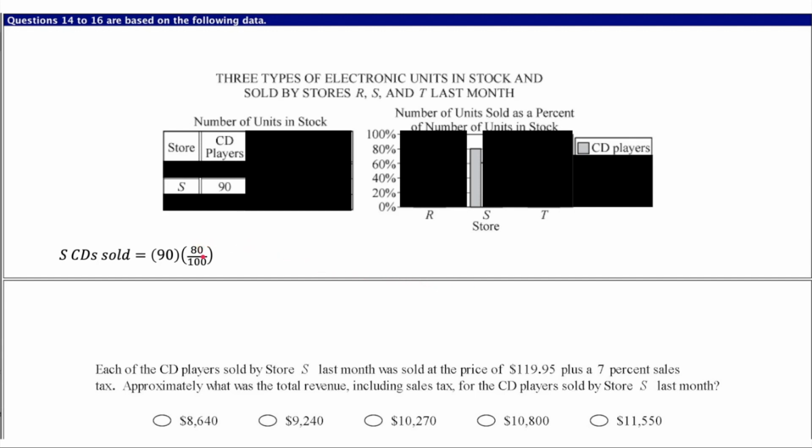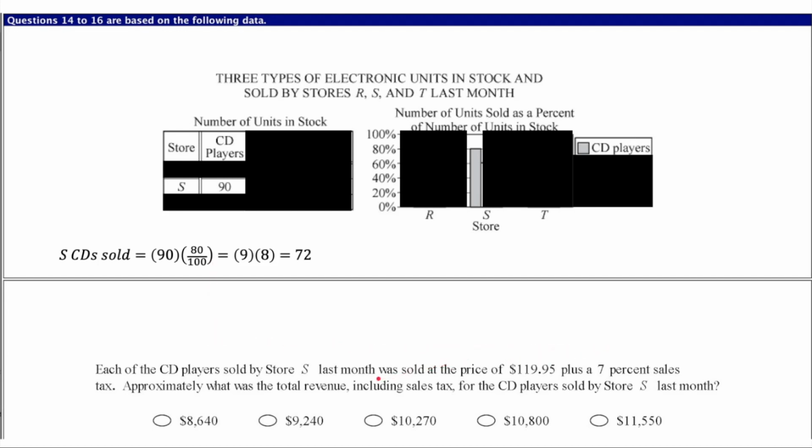If we cancel all these zeros, so this 0 goes away, that 0 goes away, this 0 goes away, that 0 goes away, all we have is 9 times 8, which is 72. That's a mental math fact that we all know. So what we know is that 72 CDs were sold by store S. One quick tip here: using fractions for dealing with percents is often easier for quick math than decimals are. So know that. All right, we'll move on to the second part of this sentence.